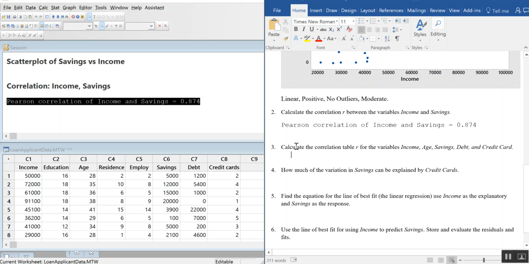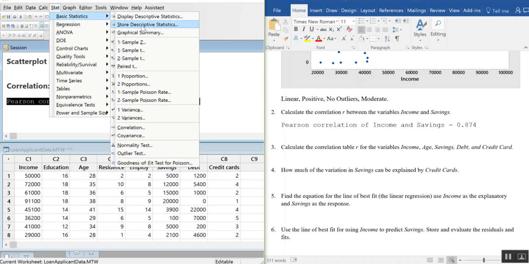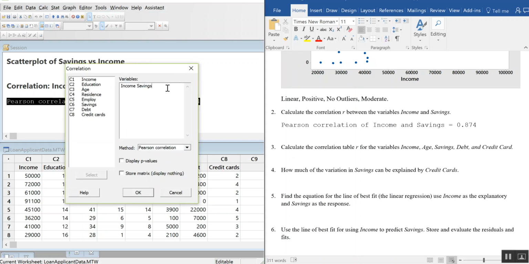All right. Now let's calculate a bunch of correlations. So it turns out you can produce a table of multiple values. So if you weren't sure which of these variables were best related to each other and which one you might want to make a line for, you could throw them all in together and make it calculate all the correlations for you. And I'm going to do that now. So I'm going to go back to Stat, Basic Statistics, and down to Correlation. And I've already got income and savings in there.